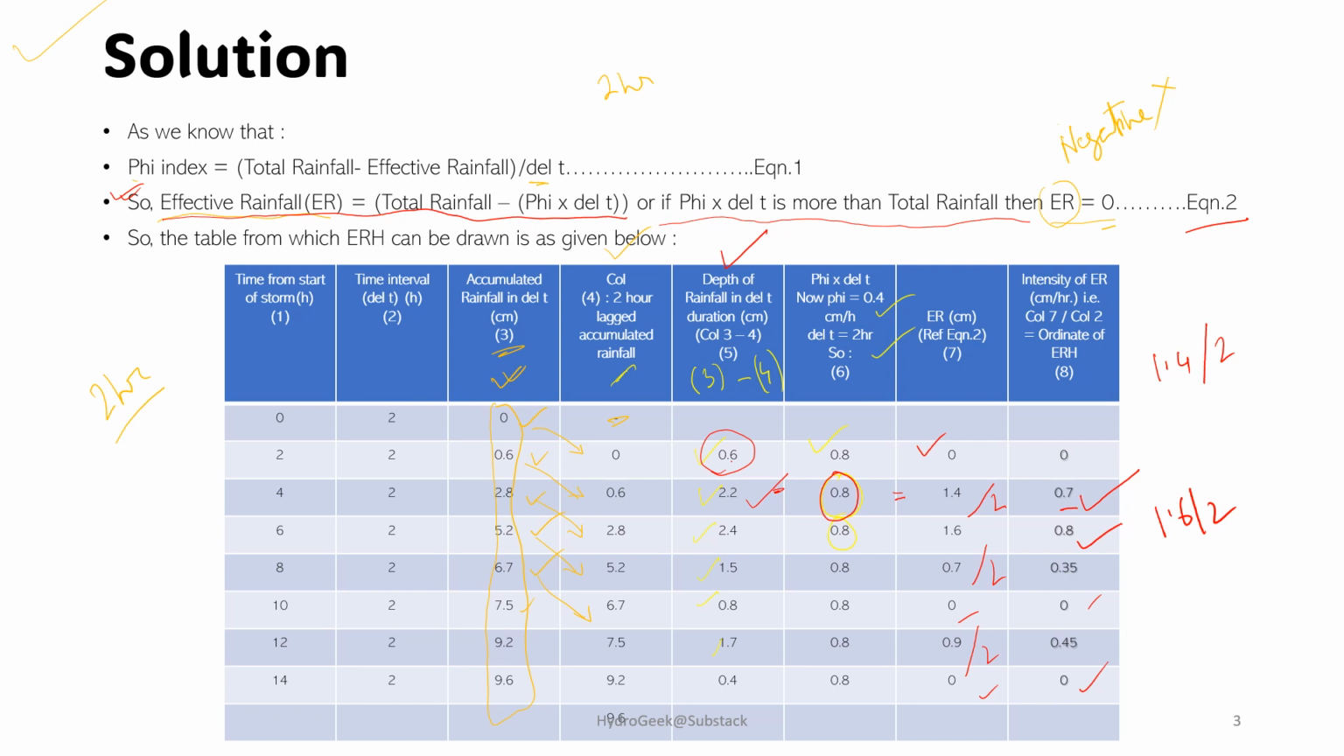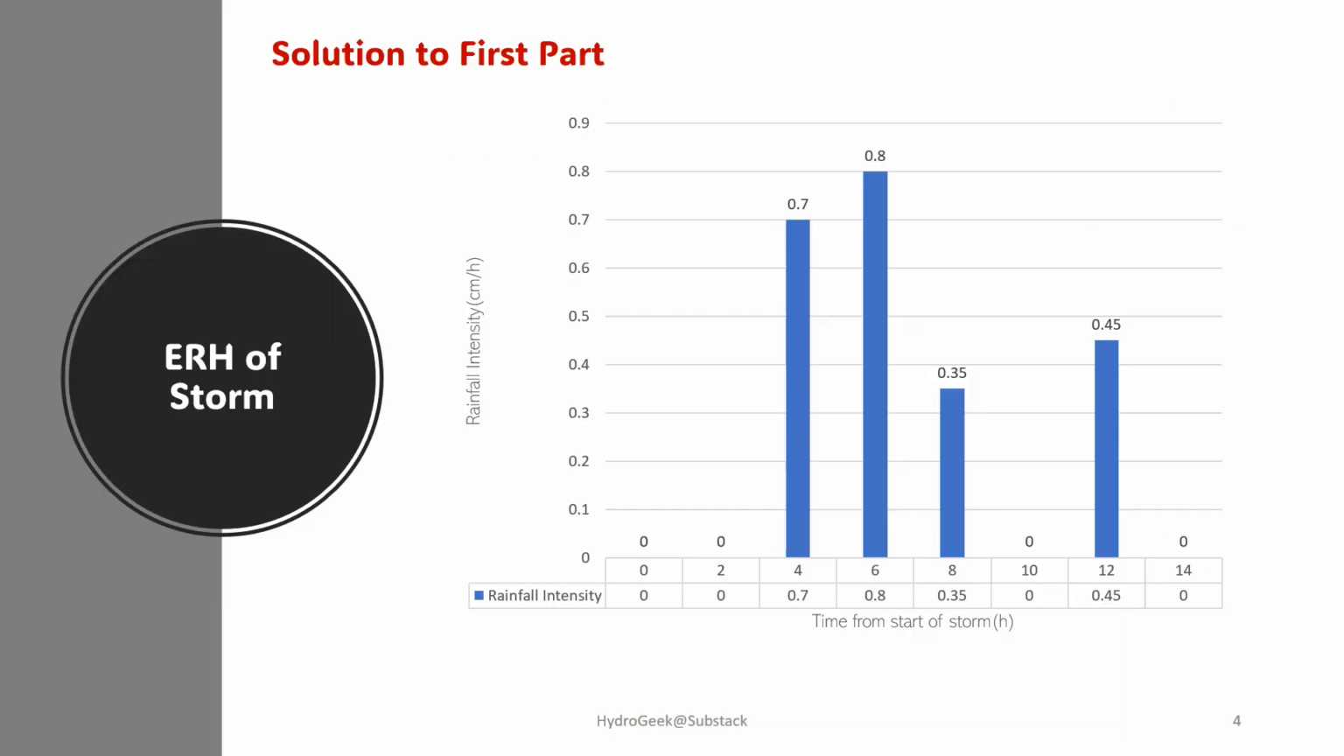Now let us see. Yes, this is the effective rainfall hydrograph of the storm. As you can see, the ordinate or y-axis is the rainfall intensity. This rainfall is effective rainfall, so this is the effective rainfall intensity, or many times we say ERI. So these are the graph: 0.7, 0.8, 0.35, 0.45, and the remaining are zeros, there is no graph for them.